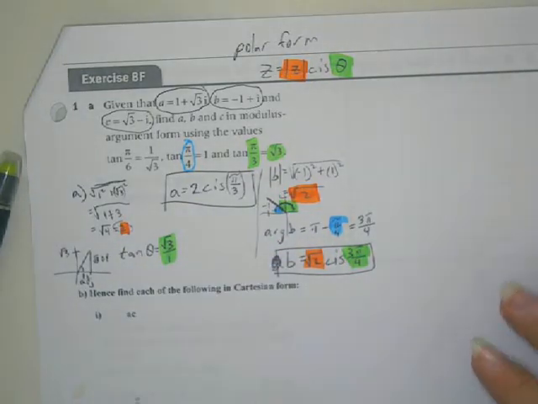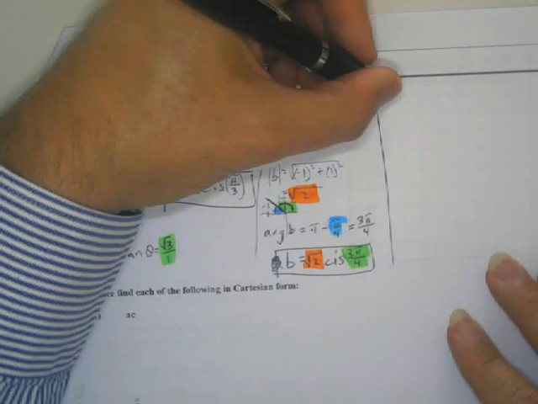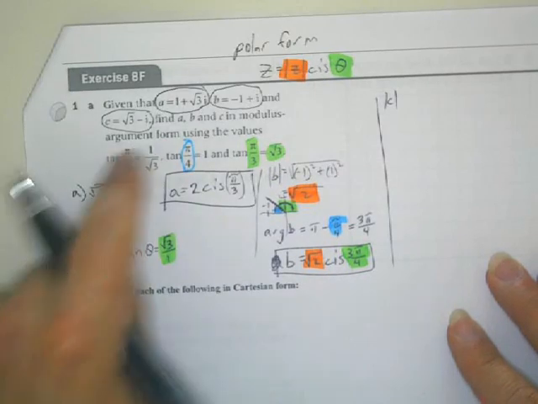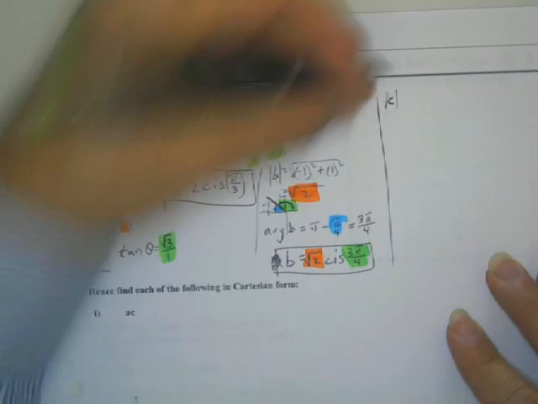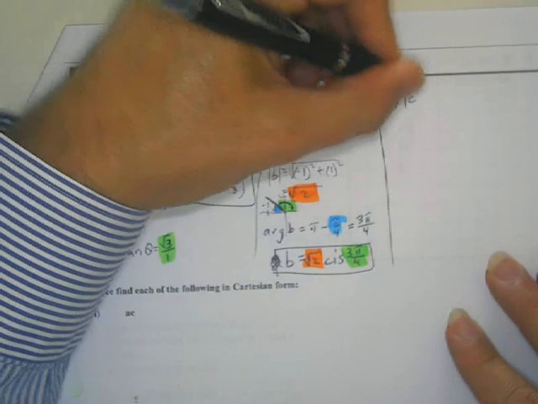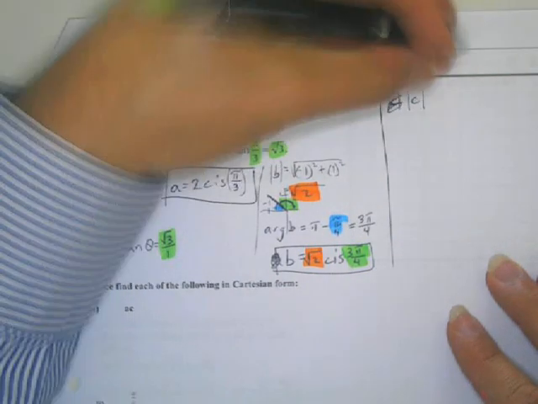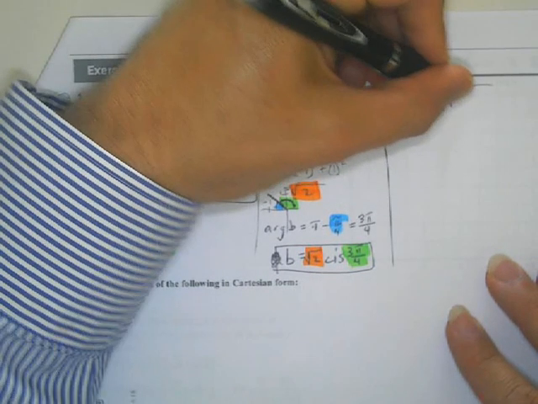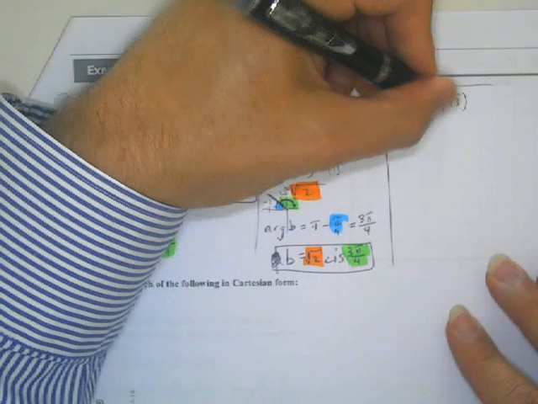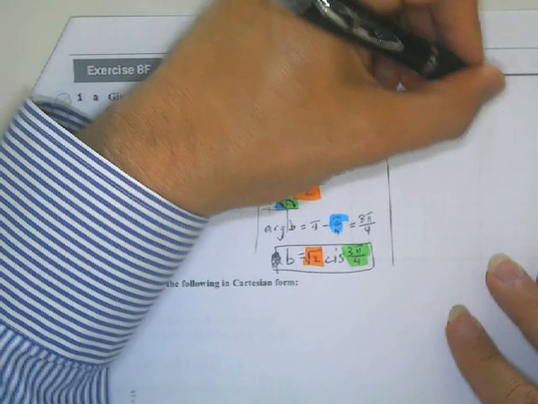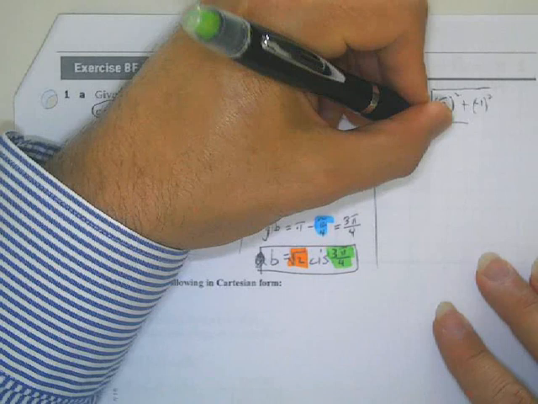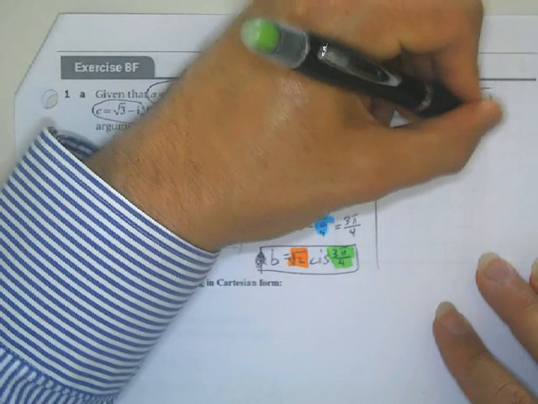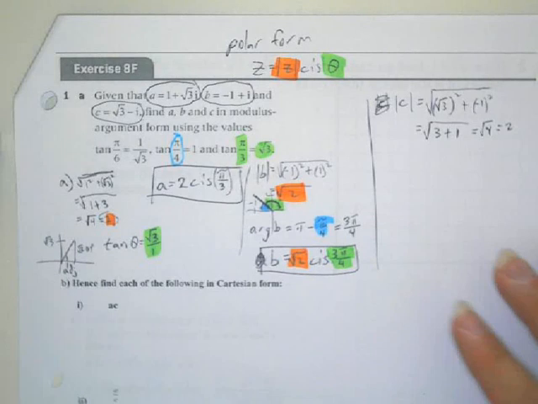Okay. And for C, okay, so we need the modulus of C. It looks like K, doesn't it? The modulus of C is going to be square root of 3 squared plus negative 1 squared, which is going to give me 3 plus 1, which is square root of 4, which is 2. So my modulus is 2.